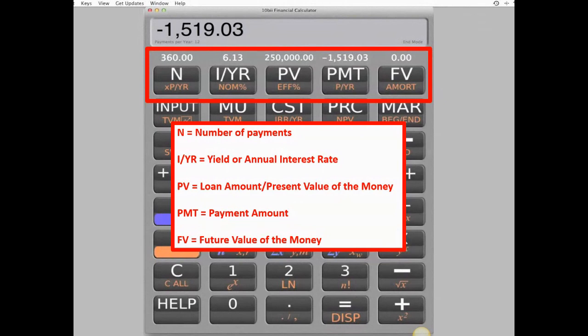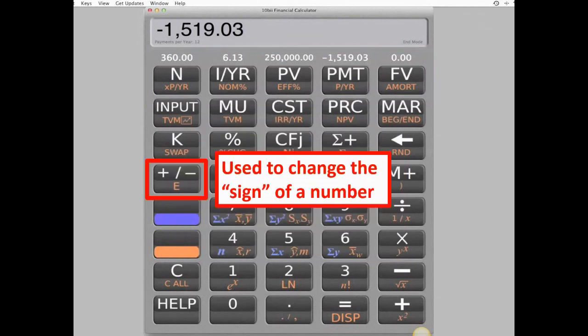And then the FV is the future value of the money. So we won't talk about that today. For the sake of time, we won't get into that. Most of the time, you will not use the FV key, but there are circumstances in which you will. And you'll know when it's time to use it, when that time comes.